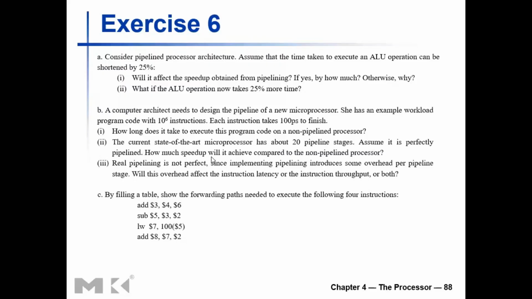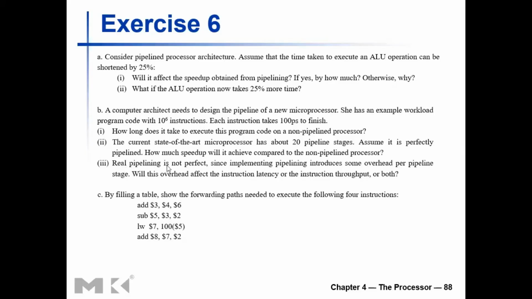How much speedup will it achieve compared to the non-pipeline processor? Compared to the processor in part 1, how much of a speedup, a throughput increase, will you be able to get with this 20-stage perfect pipeline? How many times? 20 times, yes, exactly. 20 times speedup can be gained by a perfect, ideal pipeline.